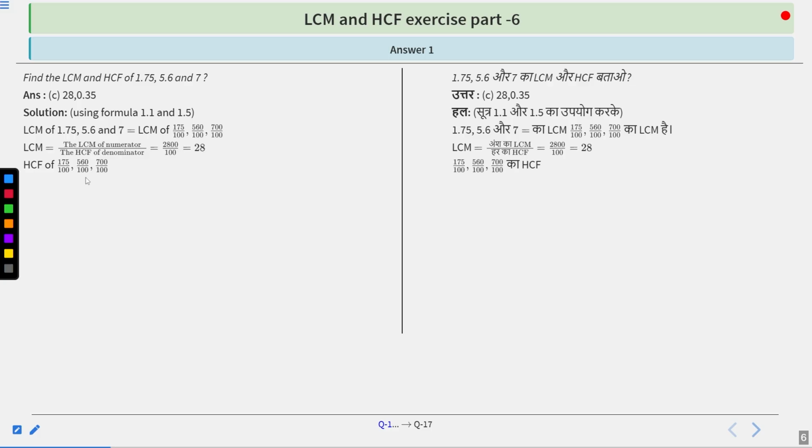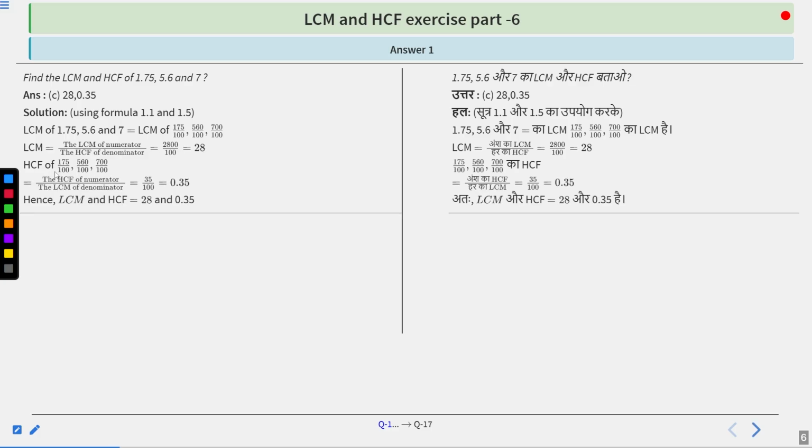So 28 is the LCM and HCF of fractions is equal to HCF of numerator upon LCM of denominator, that is equal to 35 upon 100, because the HCF of 175, 560 and 700 is 35 and the LCM of 100, 100 and 100 is 100. So the HCF is 0.35. So we can say that LCM and HCF are 28 and 0.35 respectively. Option number C is the correct answer.